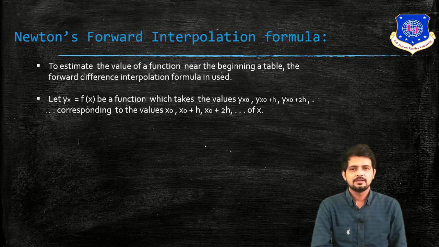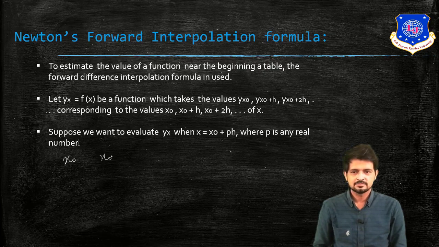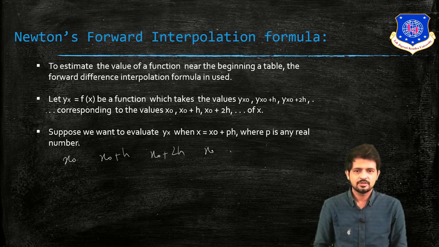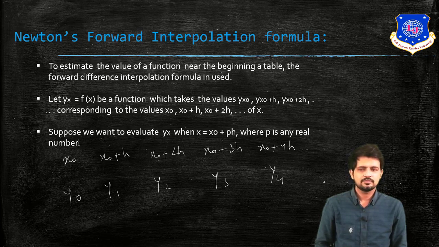Okay, let y is equal to f of x be the given function. For different values of x, we are having different values of y, and the size of the interval is fixed. So see, here I am writing my x0 is given, then x0 plus h, x0 plus 2h, x0 plus 3h, x0 plus 4h, and so on. For these values I am having y0, then y1, y2, y3 and y4 and so on.